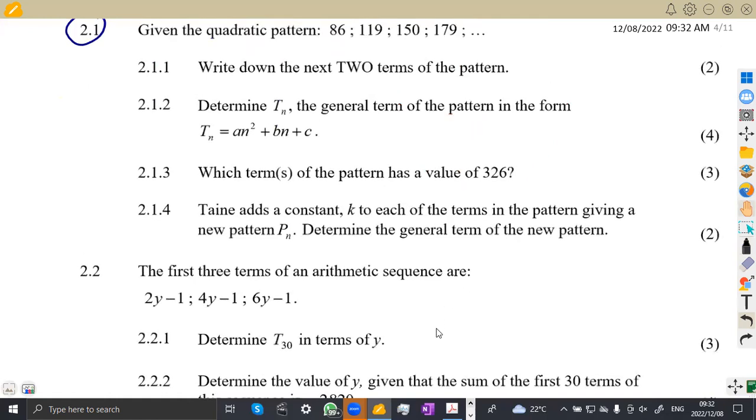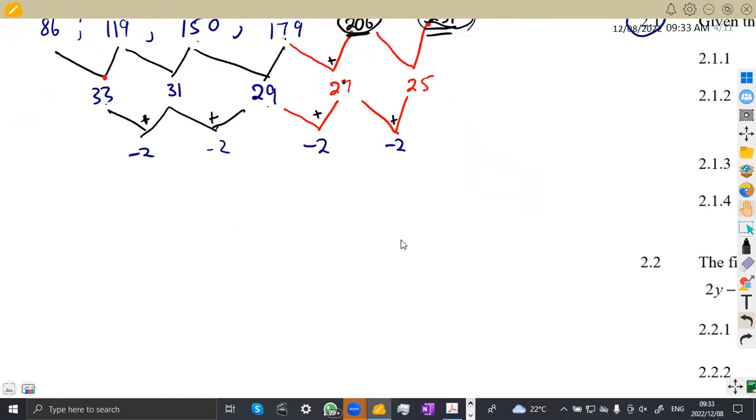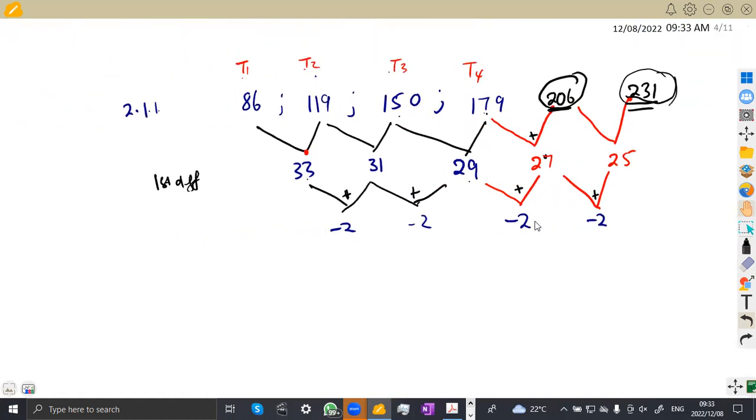2.12, determine Tn, the general term of the pattern in the form. We are given the format. Sometimes they might not even give you the format. As long as you're dealing with a quadratic, you must know the format, guys. Let's try by all means to know this format. So we need the general term of the quadratic sequence that you are given.